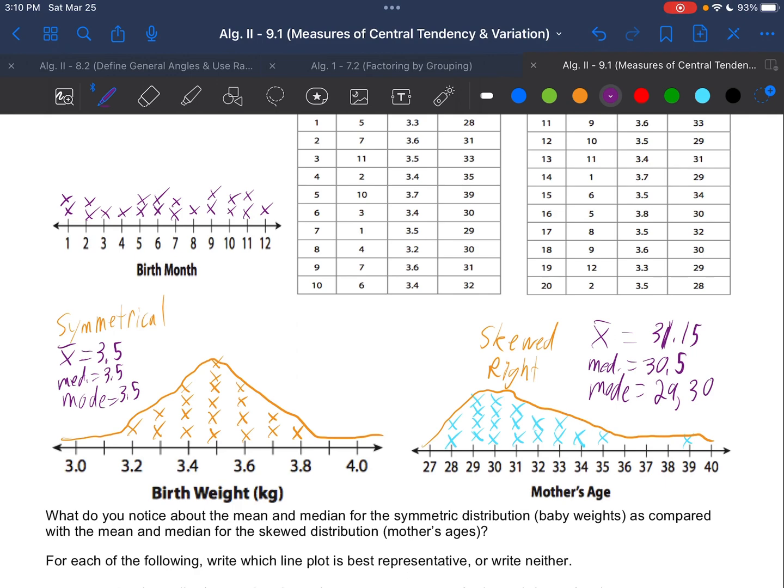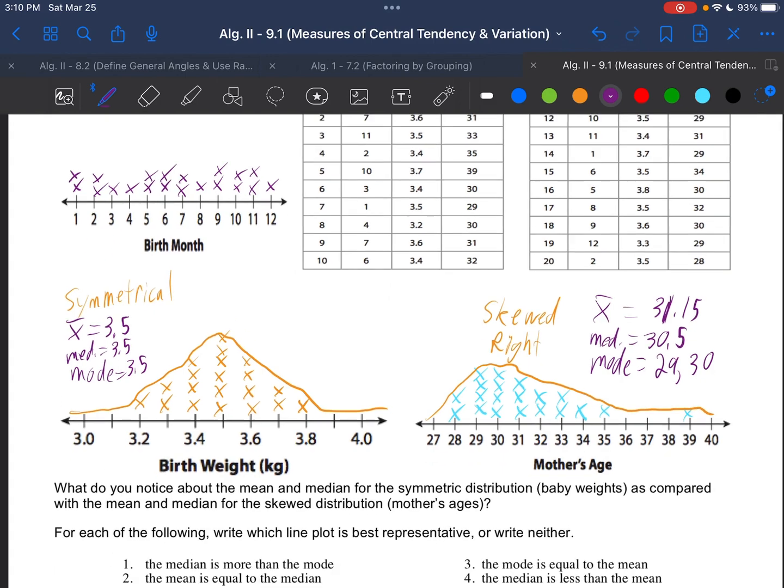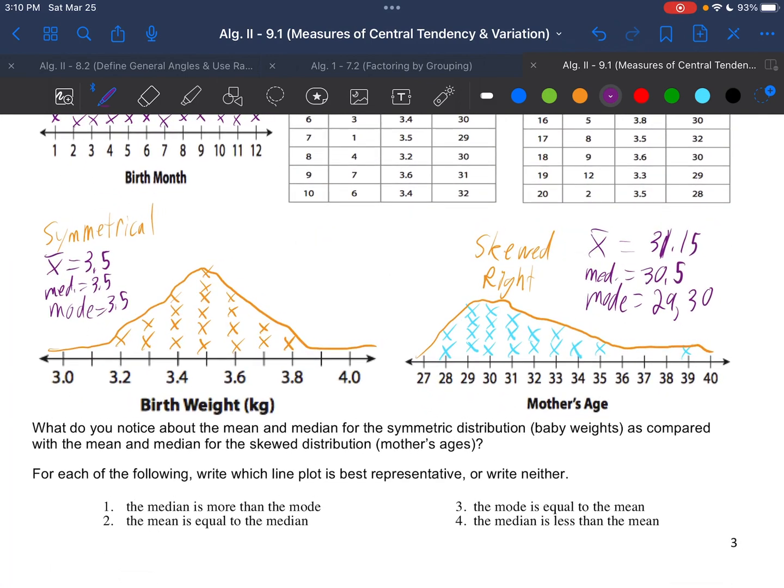So what do we notice about these things? We could say, hey, for the baby weights, the mean and median are the exact same because it's perfectly symmetrical. So there's not a number pulling it higher or lower like we were talking about on the previous page. Whereas on the one that's skewed right for the mother's age, the mean and median are different because of that number of 39, that age 39 mother, skewing the data right, pulling it right and higher.